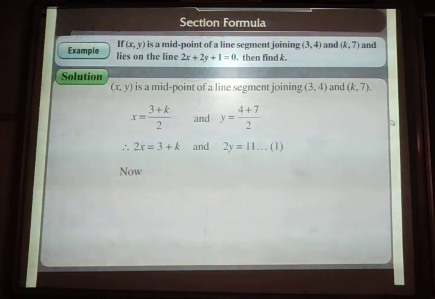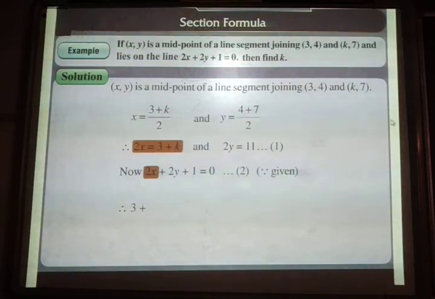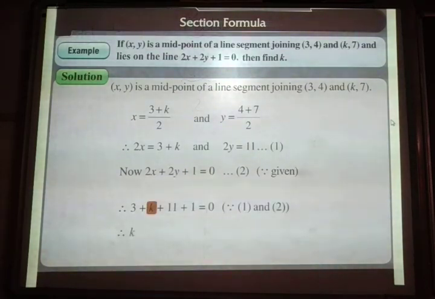Now, 2x plus 2y plus 1 is equal to 0. Therefore, 3 plus k plus 11 plus 1 is equal to 0. Therefore, k plus 15 is equal to 0. Therefore, k is equal to minus 15.